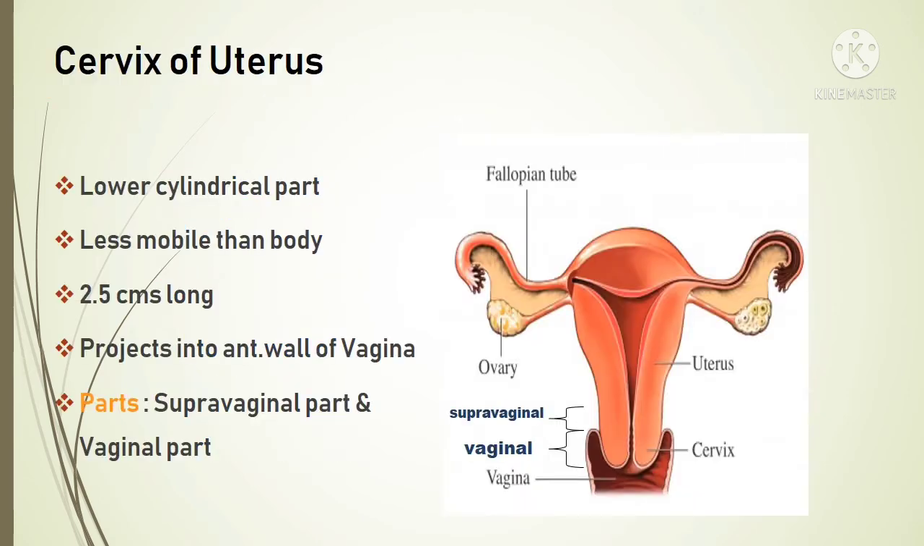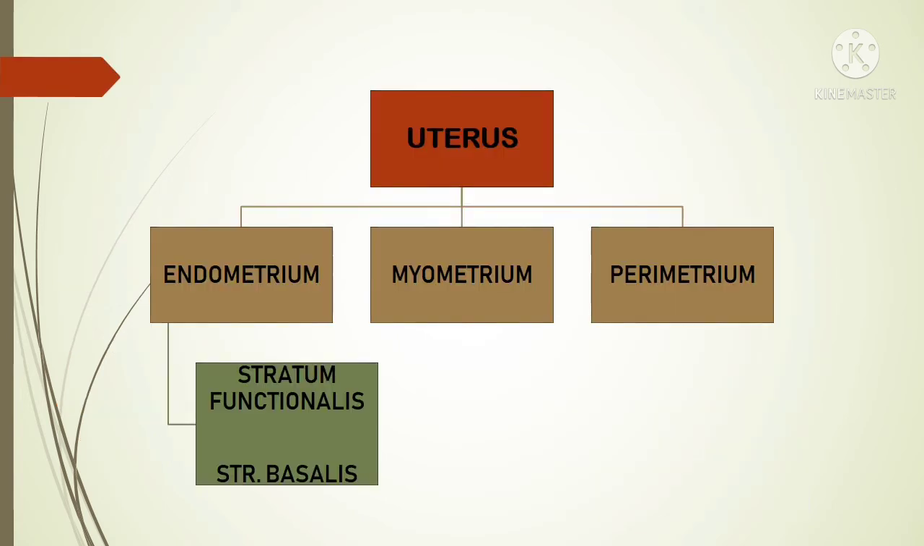Coming to the cervix of the uterus, it is the lower cylindrical part, less mobile than the body. It's about 2.5 centimeters in length and projects into the anterior wall of the vagina. The parts of the cervix are the supravaginal part and the vaginal part. On the histological aspect, we have the endometrium, myometrium and the perimetrium. The endometrium consists of the stratum functionalis and stratum basalis.